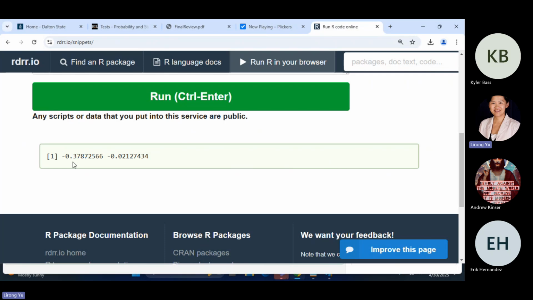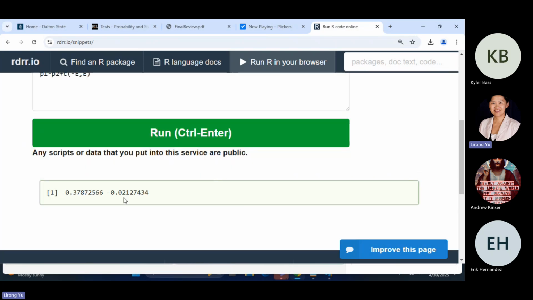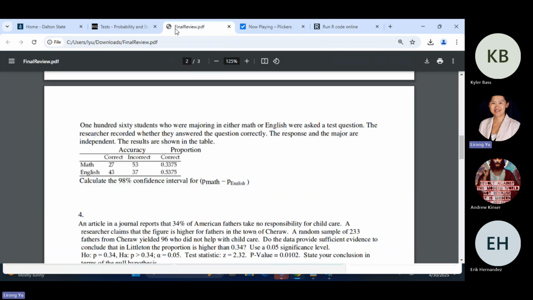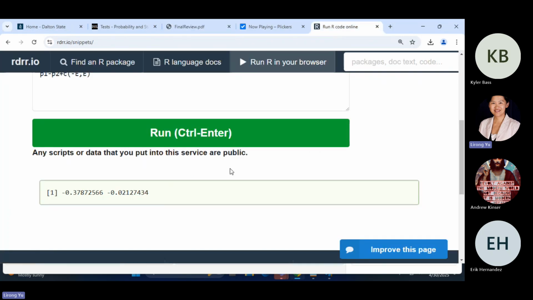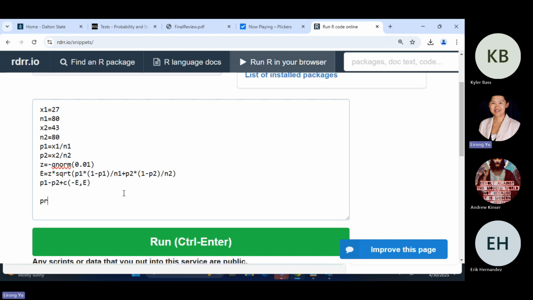And you can see they're both negative, which is a clear indication that the accuracy percentage is lower in the math student compared to the English student. Depending on what the question was, but specifically we compared the proportion, and that will be how we answer that question.